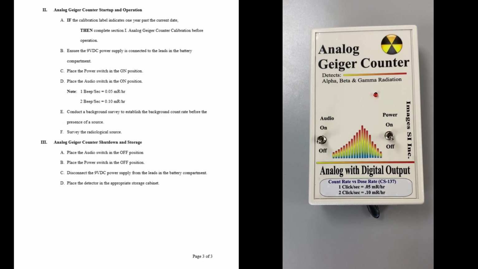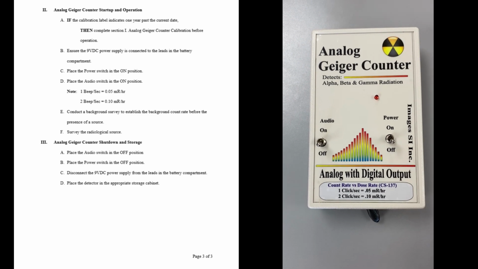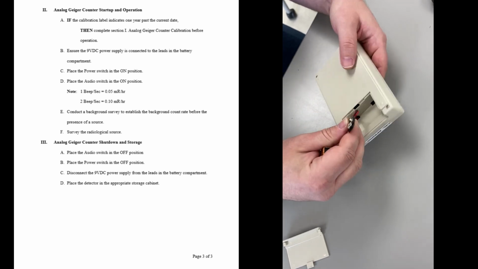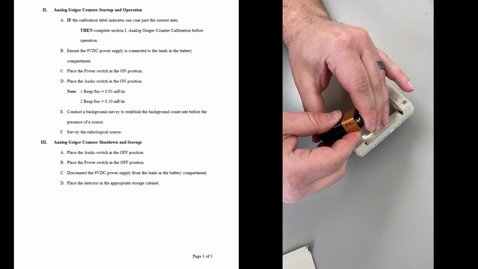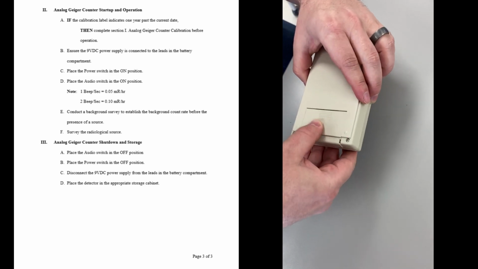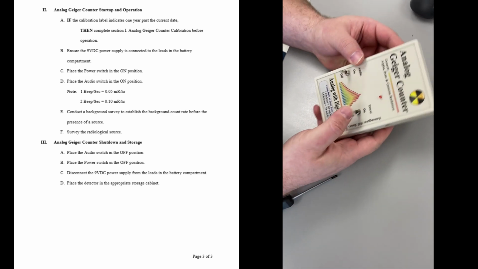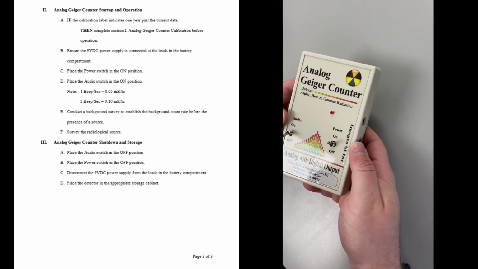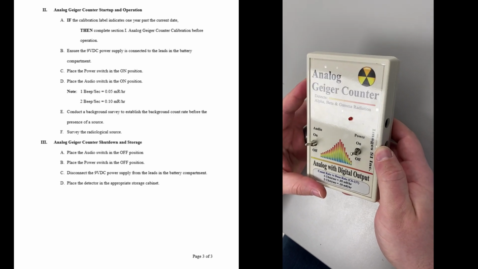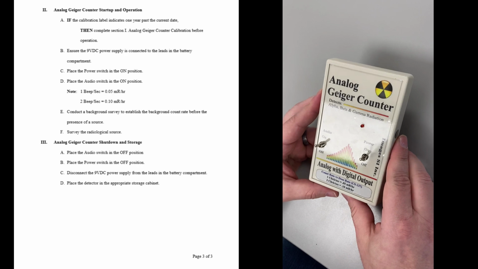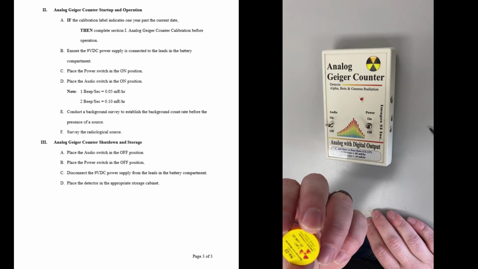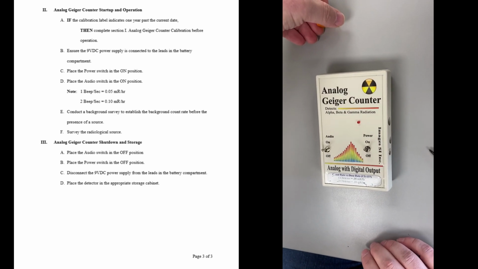This is the video for our analog Geiger counter startup, operation, and shutdown. First, we're going to verify our calibration label is within a year. And then we're going to ensure the 9-volt power supply is connected to the leads in the battery compartment. And then we will place the power switch in the on position, place the audio switch in the on position. And then once that is done, we will conduct a background survey to establish the background count rate before the presence of a source. And then once we are in the presence of a source, we will survey the radiological source. And then that's pretty much the entire operation right there.